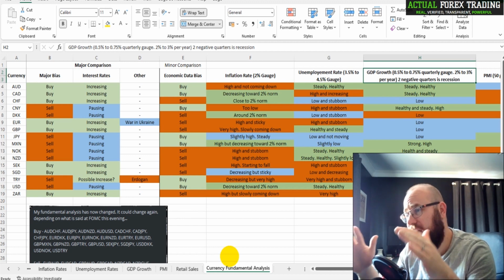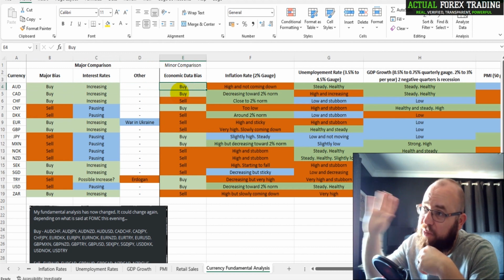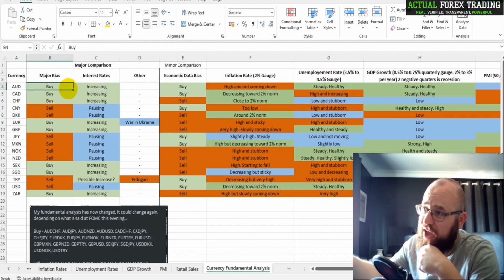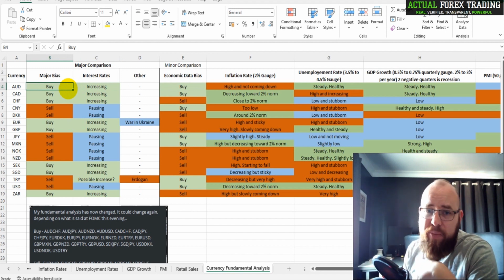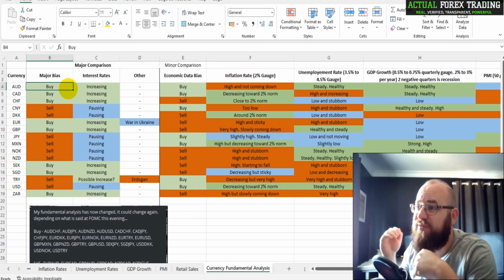So if I was looking at this, I'd say I definitely want to be buying Australian dollars. We have a buy here and a buy here. The economic data bias is a buy. The interest rates are coming up. That's a buy. I want to be buying that. What do I want to be buying the Australian dollar against? I want to be buying it against something that's very weak.